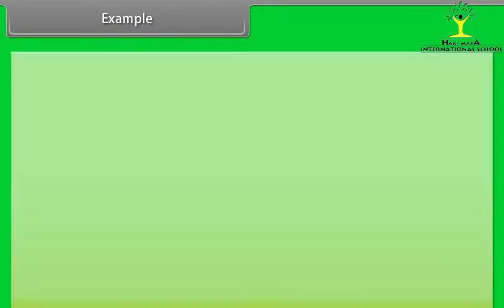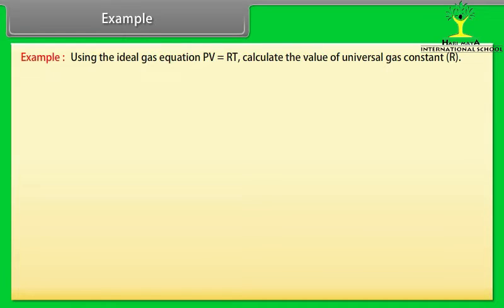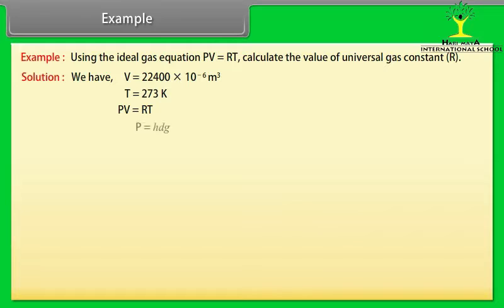Example. Let's take an example of kinetic theory of an ideal gas using the ideal gas equation PV = RT. Calculate the value of the universal gas constant. Let's see the solution. We have V = 22,400 × 10^-6 m³, T = 273 Kelvin, PV = RT, P = hρg. Now we calculate the value of R by putting the values.